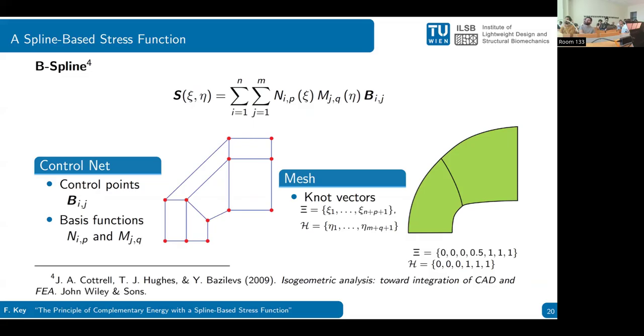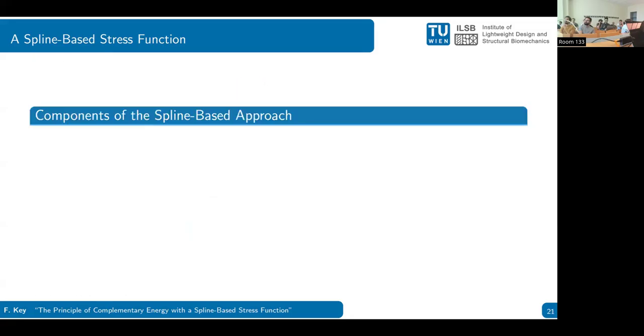This is also the basic working principle of isogeometric analysis, where you define the geometry like this, but also your unknown physical fields, for example the displacements. And we will actually use it for our stress function.